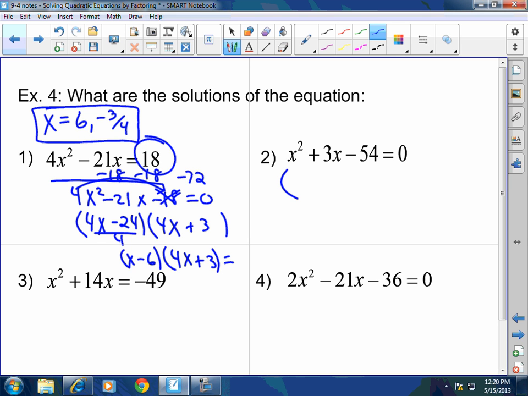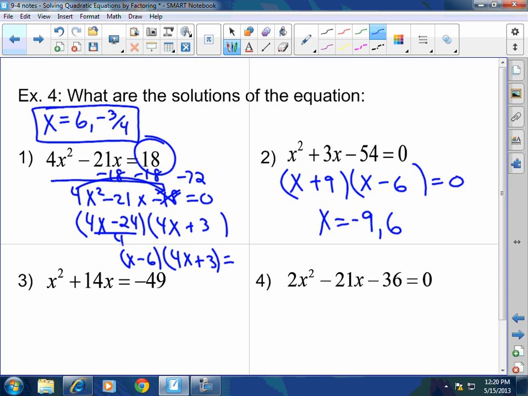Number 2. What times what is negative 54, but when added together is 3? Positive 9 and negative 6. Come on, guys. Got to set both of these equal to 0. So what are my solutions? X equals negative 9 and 6.